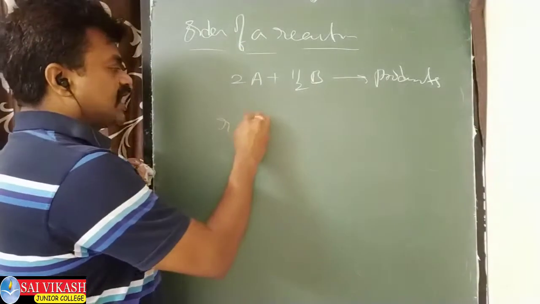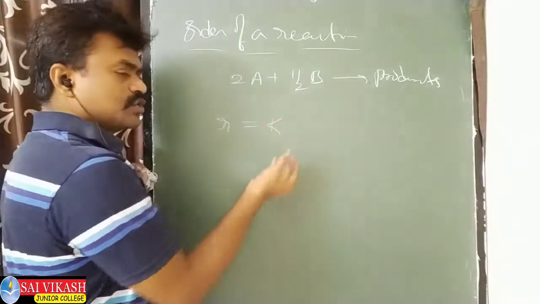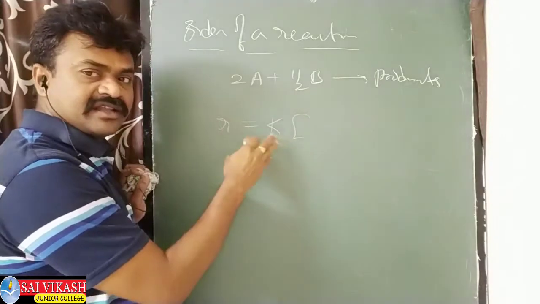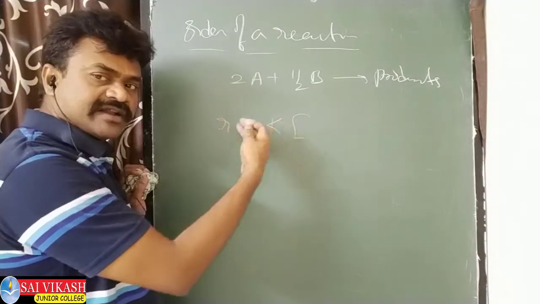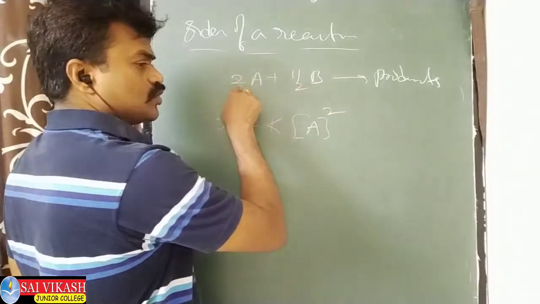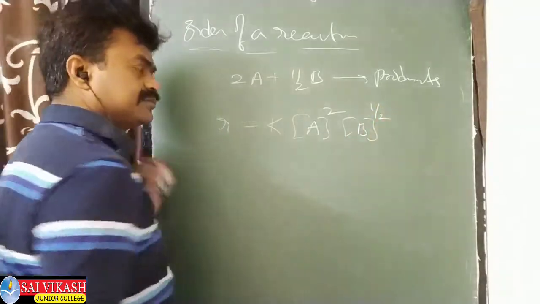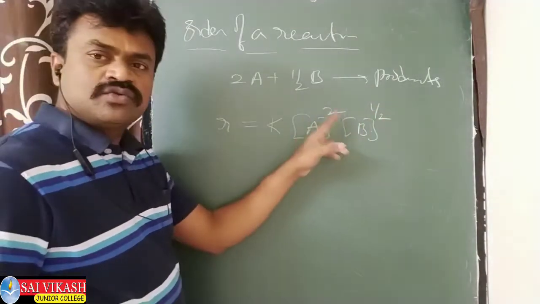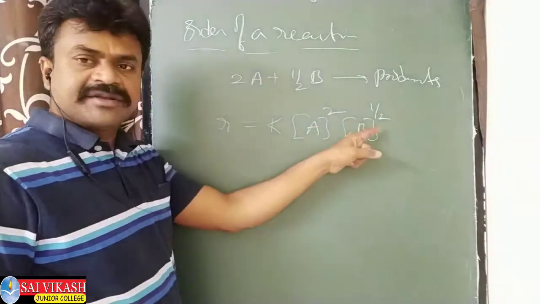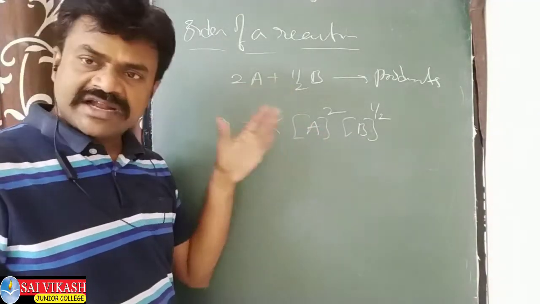The rate equation: R equal to K into, directly I am writing, not writing proportionality, R equal to K into molar concentration of A square, this coefficient goes to the power, and molar concentration of B power half. A power 2, B power half, because whatever the coefficients are there, they are raised as powers. This is the way of writing the rate equation. Okay, we learn up to this.